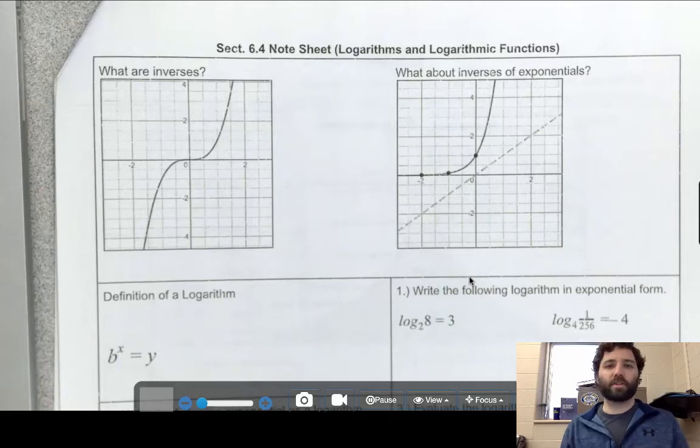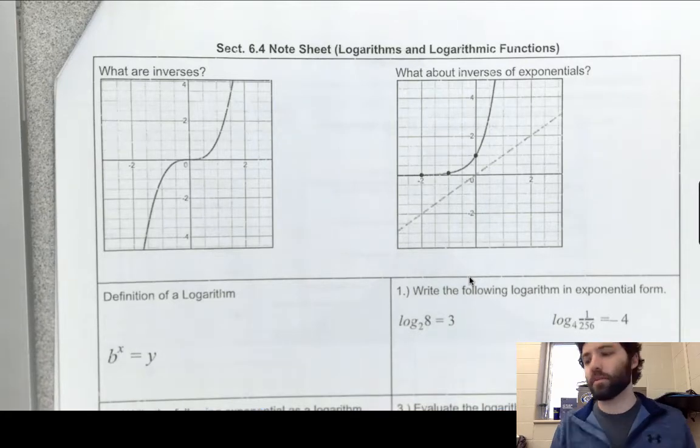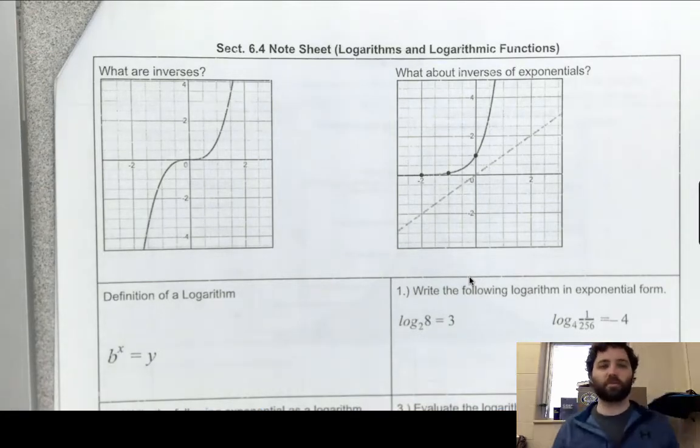All right, let's talk about section 6.4, logarithms and logarithmic functions. So today we're going to learn a new type of function. We've been talking about exponentials and exponential functions and exponential behavior. In this section, we're going to start talking about the inverses of exponentials. So before we talk about that, let's talk about what inverses even are.